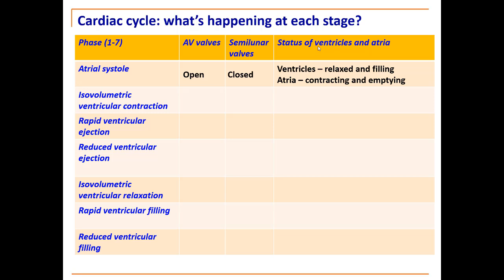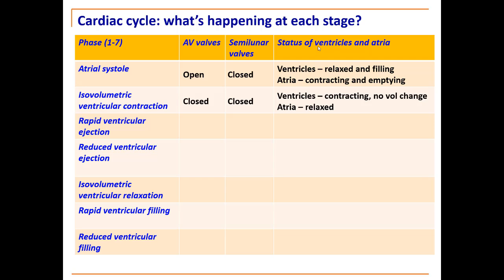So phase 2, isovolumetric ventricular contraction. At this phase, both the AV valves and the semilunar valves are closed. And what's happening at this point? Well, we've got isovolumetric ventricular contraction. So the ventricles, from the very name, are obviously contracting, but there is no volume change. Hence, the semilunar valves are closed and the atrioventricular valves are closed. And the atria are relaxed, because you don't have the atria and ventricles contracting at the same time in health.